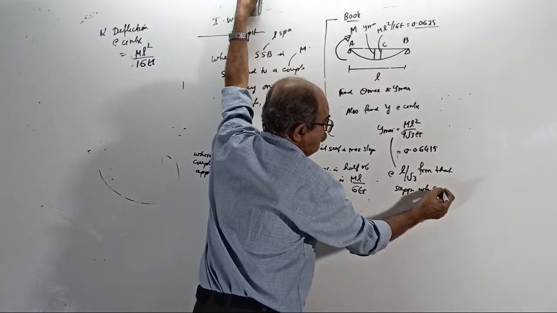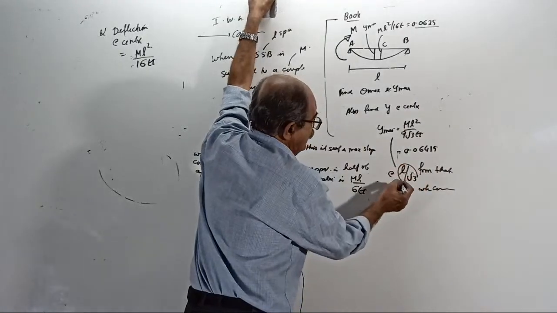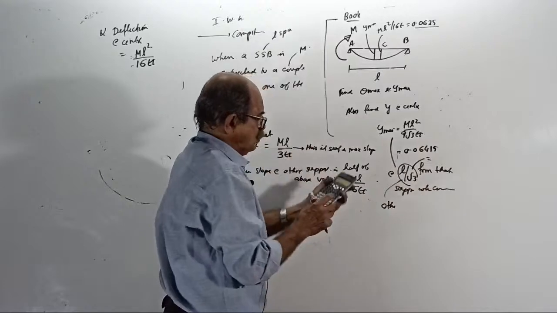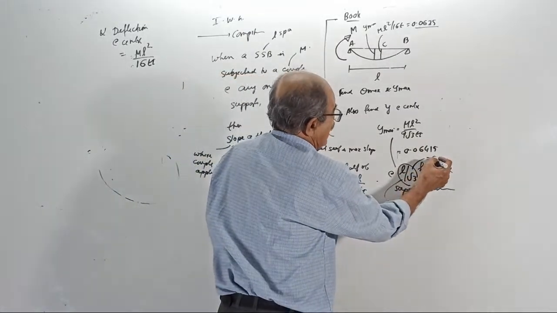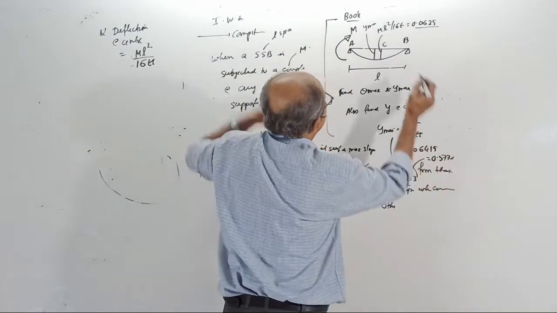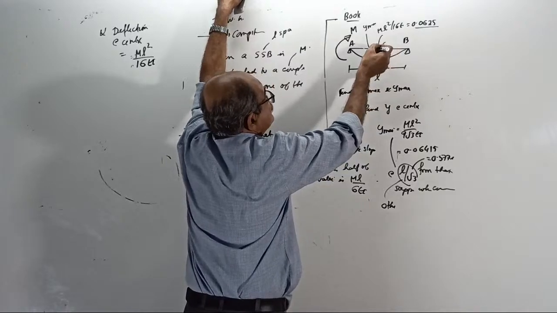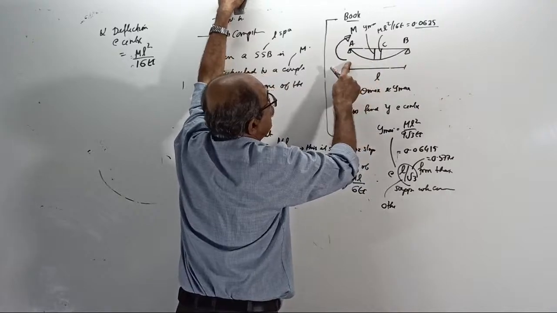And remember, this Y max will be at L by root 3 from the support where the couple is not acting, that is, L by root 3 from the other support. Because 1 divided by root 3 is 0.577L, 0.577L is measured from the other side, not the center. It will come slightly to this side, near the couple. If you mark from here, it should be less than 0.5.